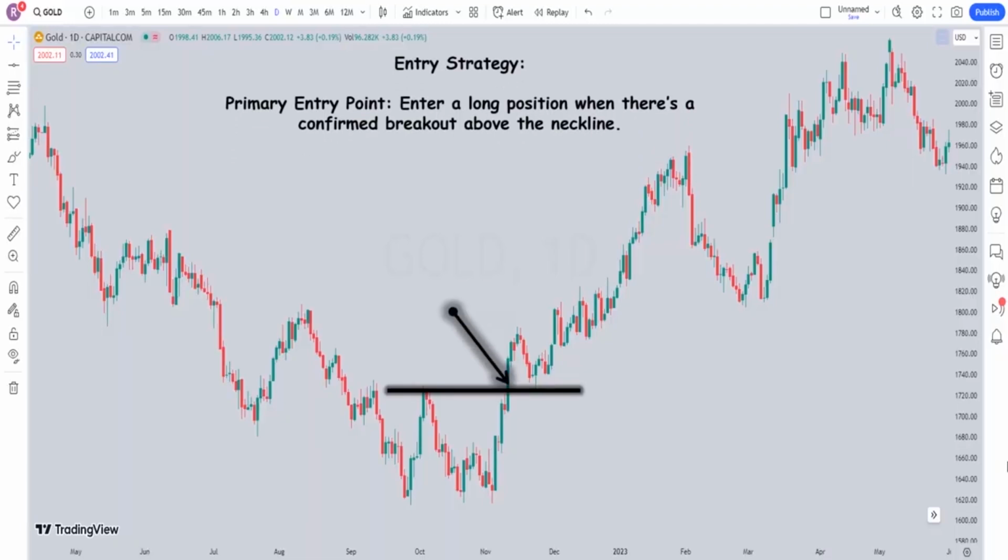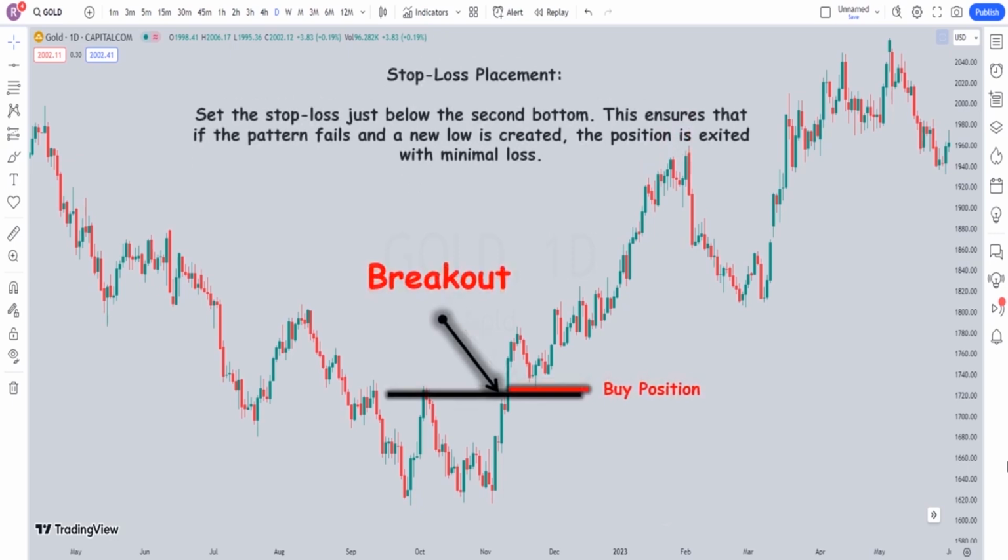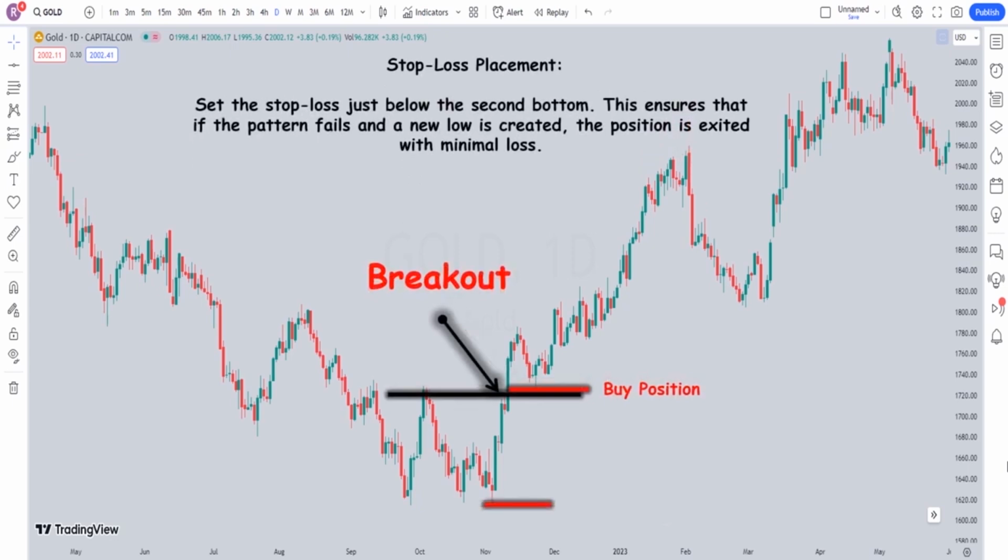Entry strategy. Primary entry point: enter a long position when there's a confirmed breakout above the neckline. Stop loss placement: set the stop loss just below the second bottom. This ensures that if the pattern fails and a new low is created, the position is exited with minimal loss.